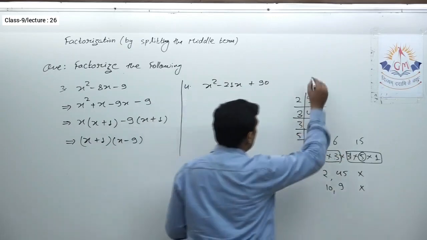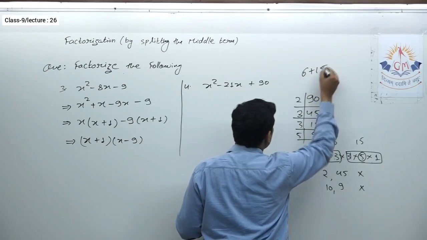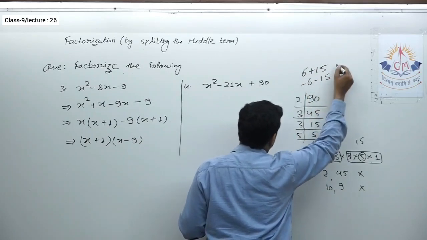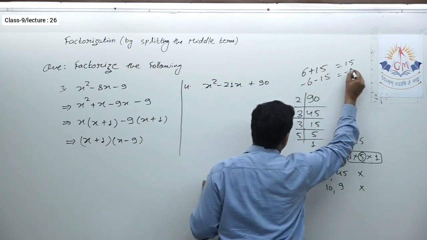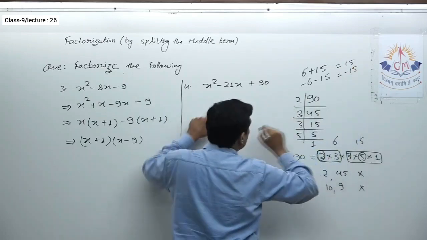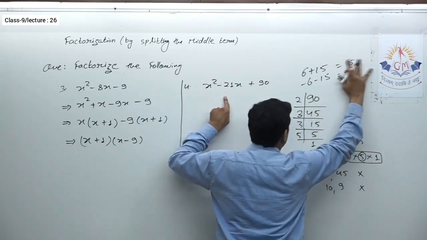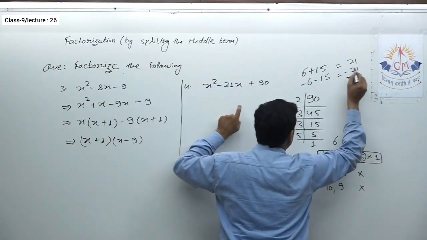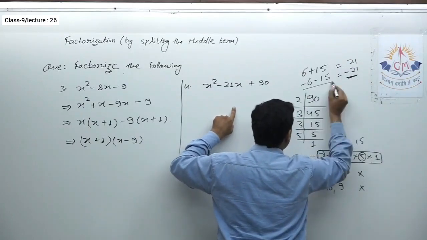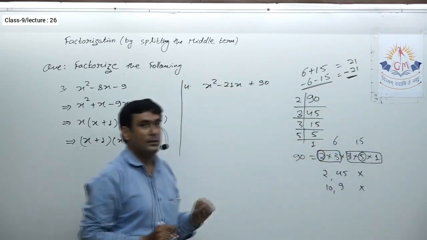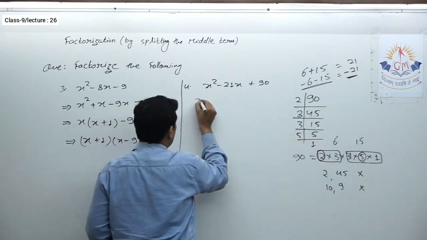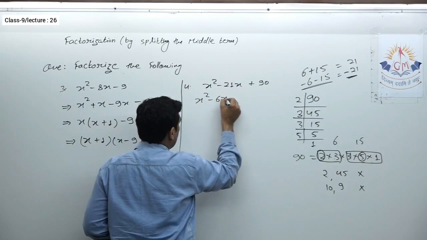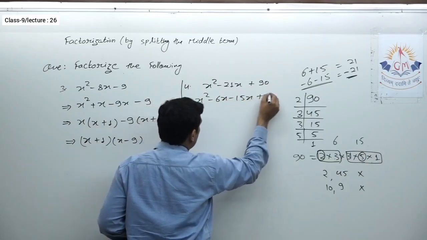Now when I say sum, it means either this or this. This is also sum and this is also sum. And what we need is not 15, here it should be 21 with negative sign. We need 21 with negative sign. That means both terms we have to take with minus sign. X square minus 6x minus 15x plus 90.